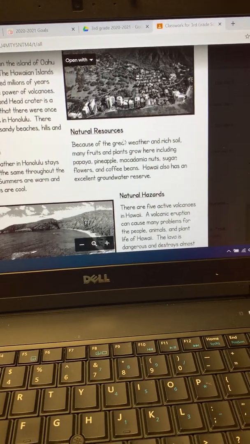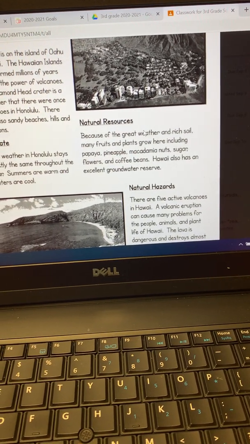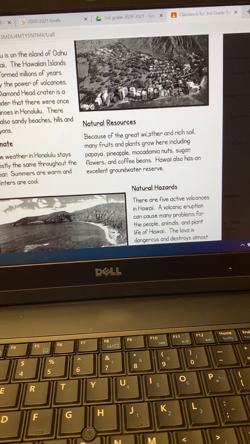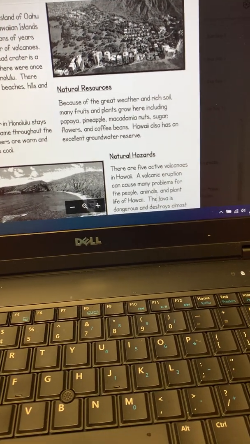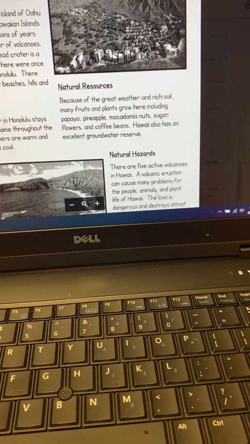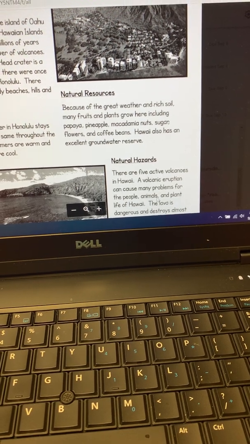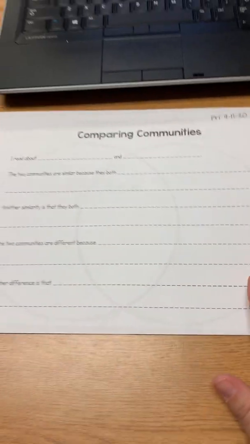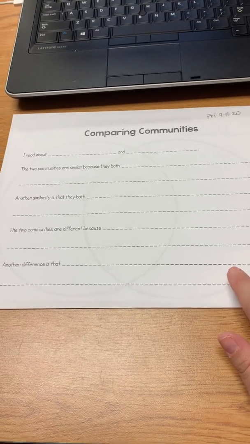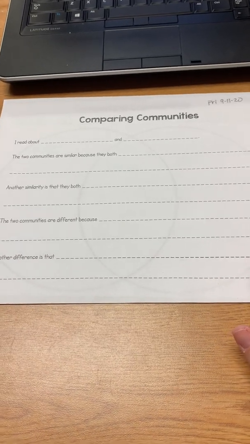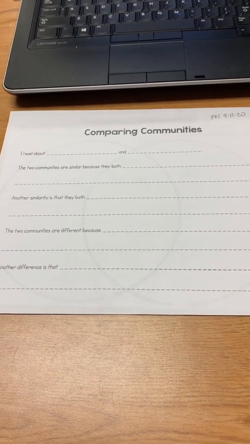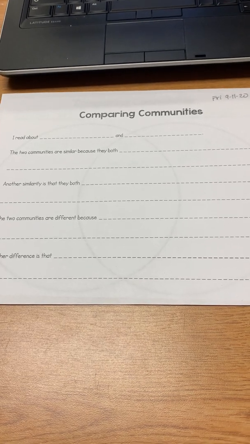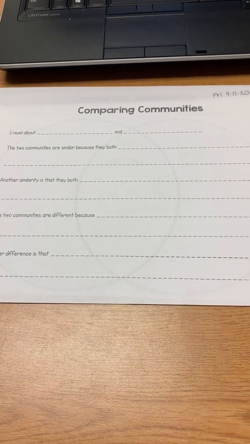Then look at natural resources for both places. Compare and contrast them. And then look at natural hazards for both places and compare and contrast them. When you are finished, you will have to respond to these questions right here. Now you have the page. So if you have a printer at home, you can print it out, or you can just write it down on a sheet of paper.